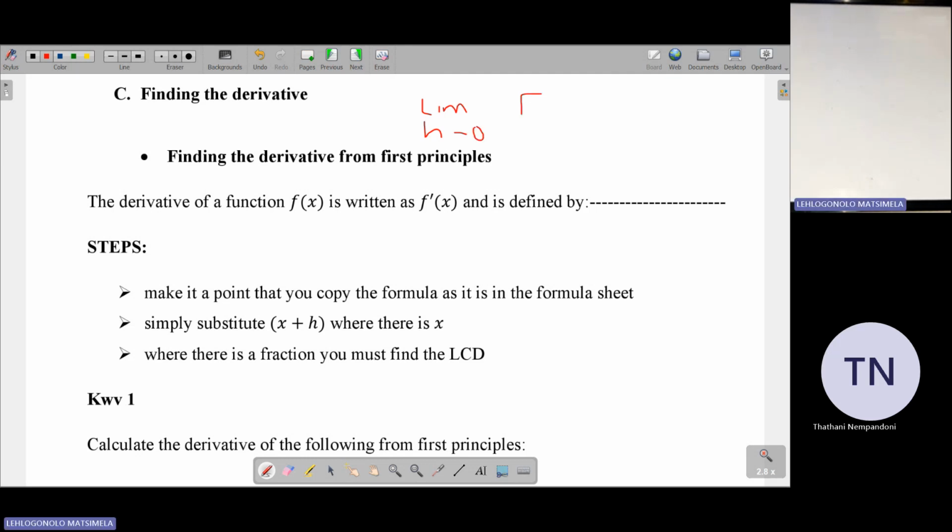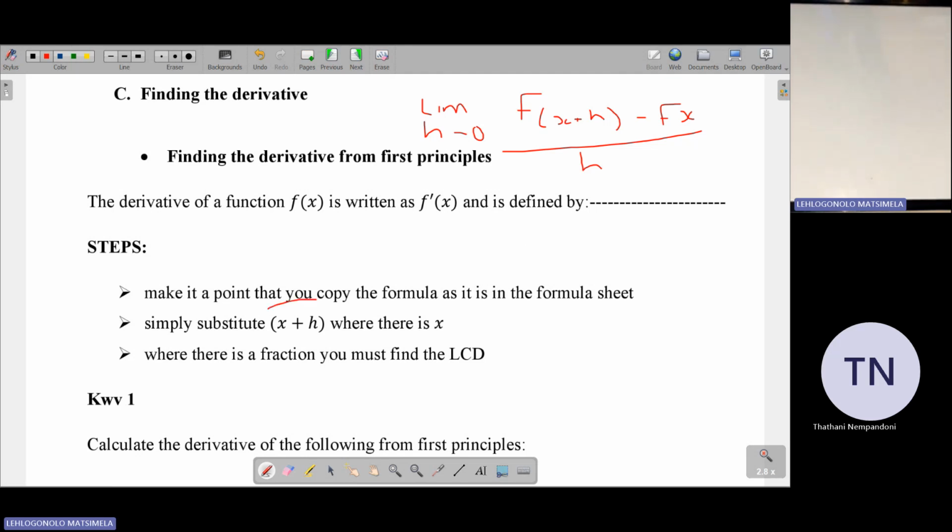And then the whole formula is saying the graph of f as it is. And then in the brackets, whatever is supposed to be x, we put x plus h. And then the whole equation, we minus the graph of f, or the equation of f as it is, just the way it is. And then all in all, we divide them by h. That is the formula they're talking about, that you have to prescribe from the formula sheet.